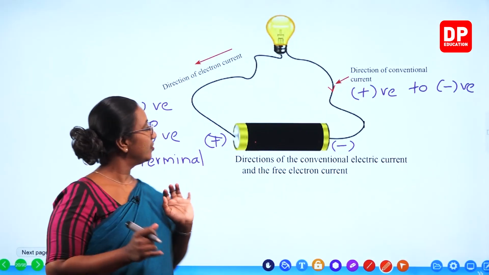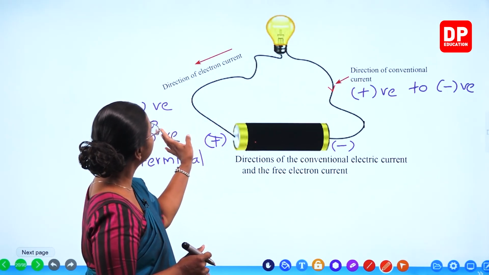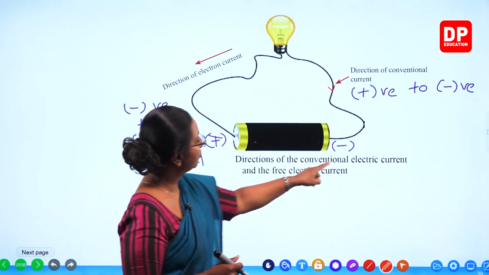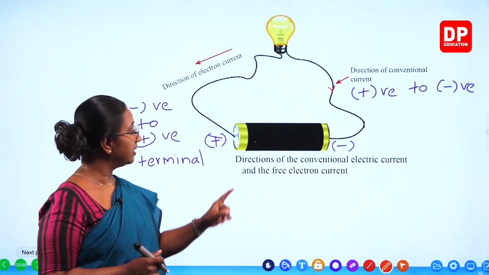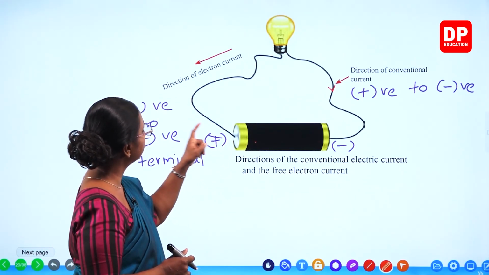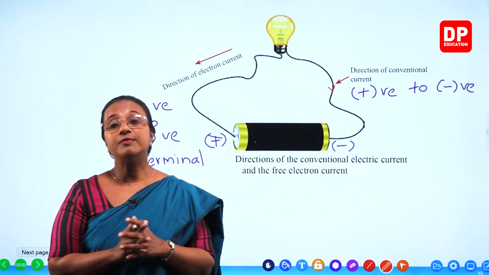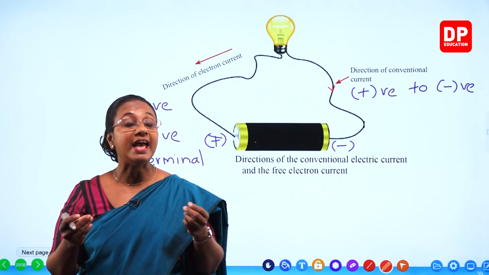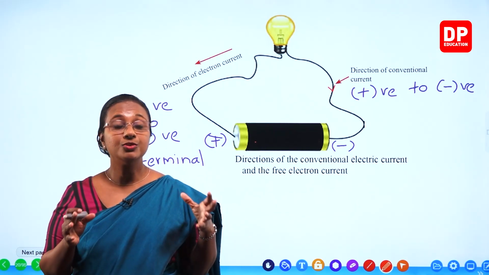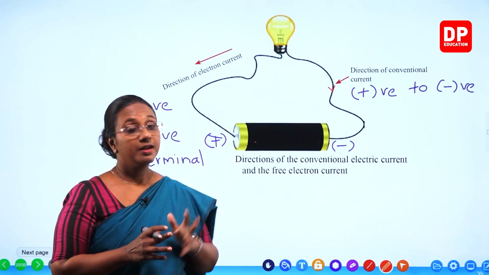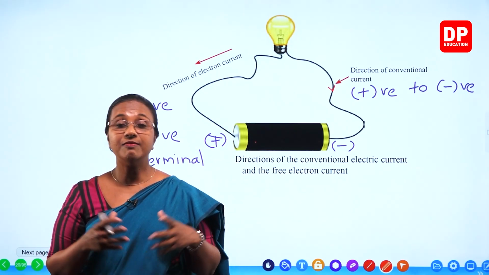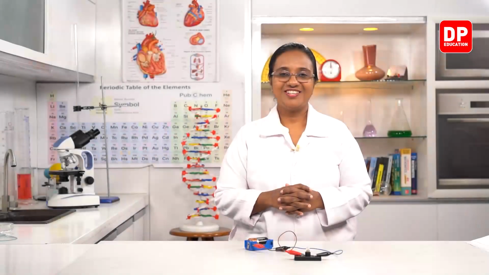Okay, students. So now that you have understood that electrons flow from negative terminal to positive terminal, while the conventional current flows from positive terminal to negative terminal, now what we will do is, we will go to the lab and we will do a simple activity to observe how electricity flows through a circuit when the circuit is completed. Okay, students. So this is a simple activity. We will do this to understand the direction of current flow and the direction of electron flow.